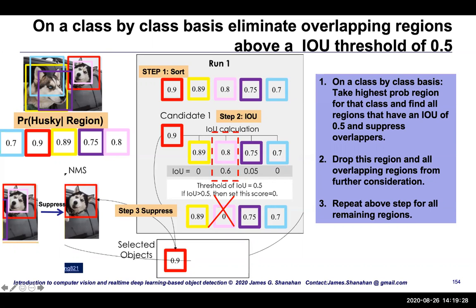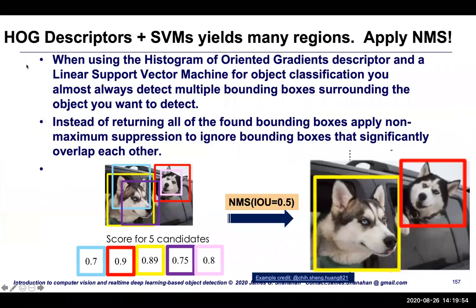Then I move on to the next highest probability region, which I believe is this yellow one here, and then I start to look for regions that have a high degree of overlap with that region. So you can imagine that I'm going to drop this purple one and this blue one as well, because they overlap to a high degree with the yellow, and the yellow has the highest probability associated for a dog, and so we keep that. So we end up downstream here with this kind of result.